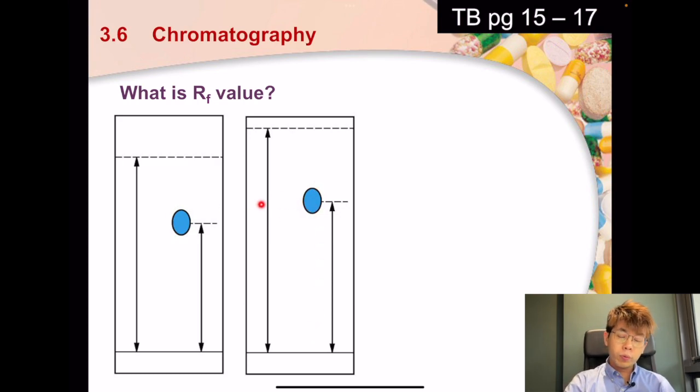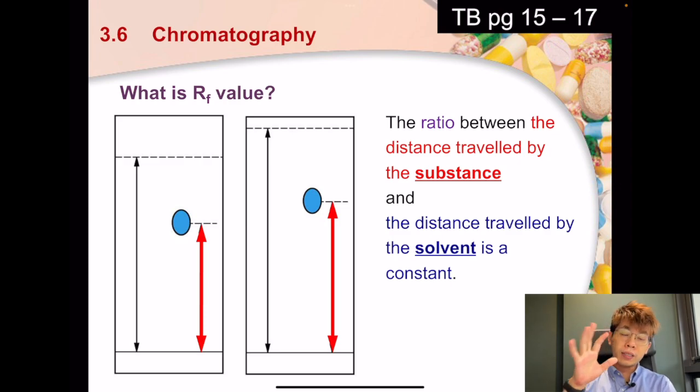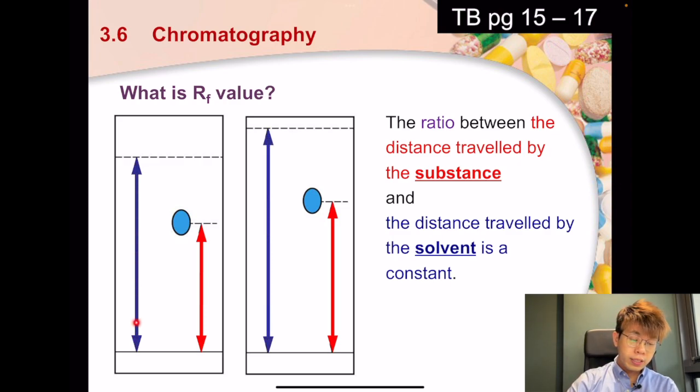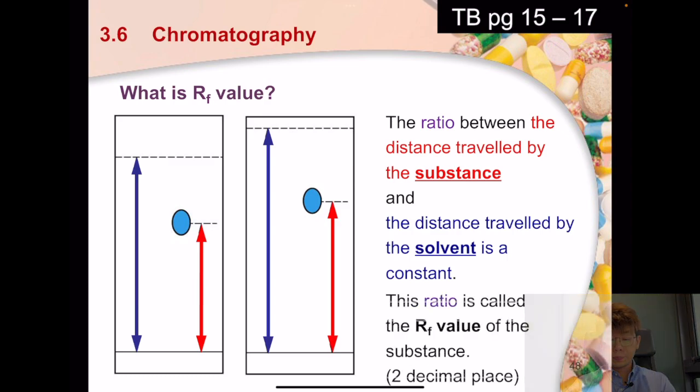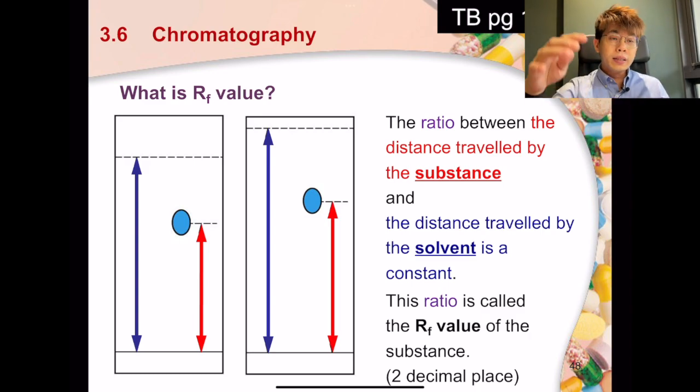Then how do I know whether these two substances are the same thing? We need to calculate the RF value. So what is the RF value? The RF value is the ratio between the distance traveled by the substance, which is this red arrow here, and the distance traveled by the solvent. As you can see, in the one on the left, the red line is shorter, but the blue line is also shorter than the one on the right. So it's looking at a ratio, and this ratio is called the RF value of the substance. A substance will have the same RF value in the same solvent.